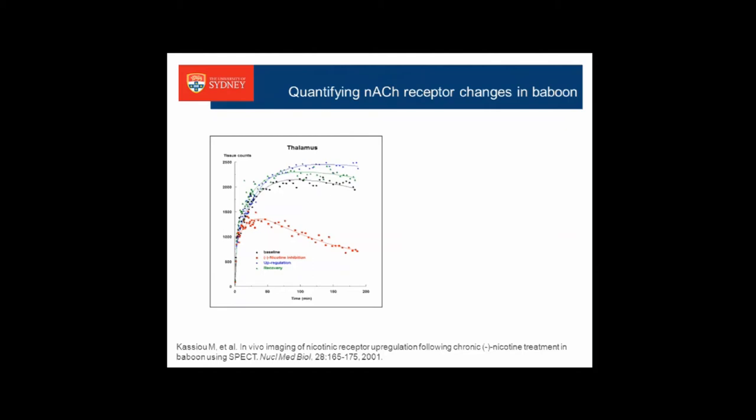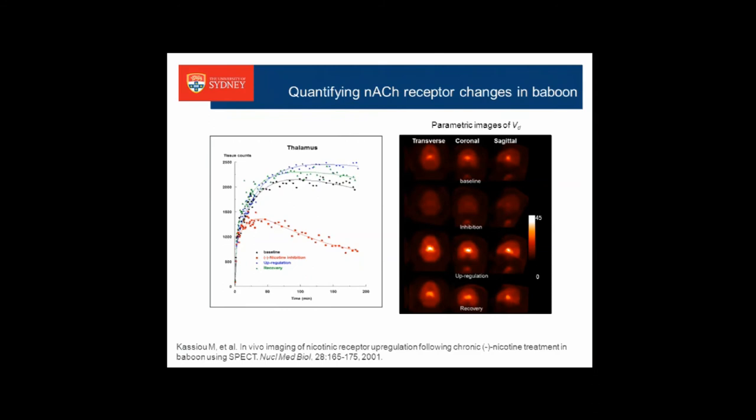But the point is that PET and SPECT are inherently quantitative, and you can get tissue time activity curves that reflect the absolute concentration of radiopharmaceutical in the body in different regions of interest. This is a SPECT dynamic study of the baboon brain looking at the nicotinic receptors, and we can calculate voxel by voxel receptor binding parameters indicating inhibition and upregulation of receptors.